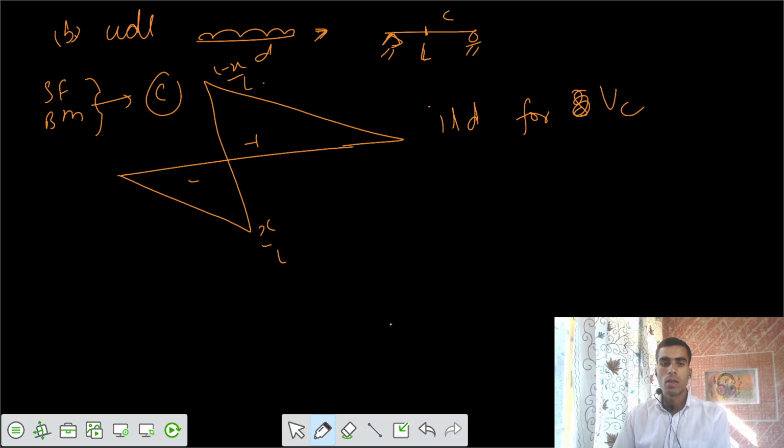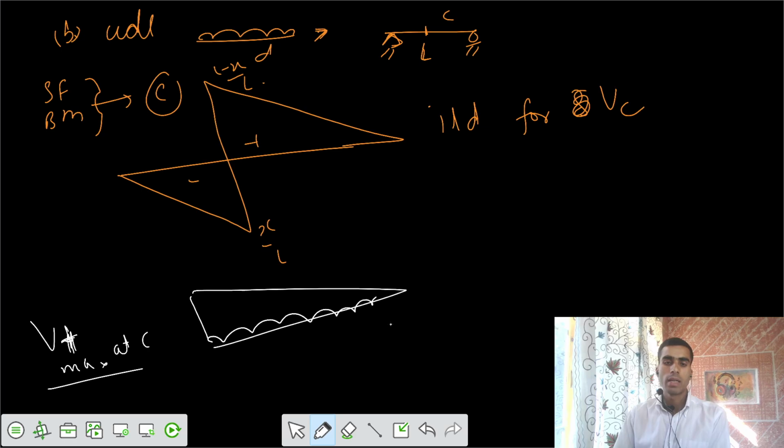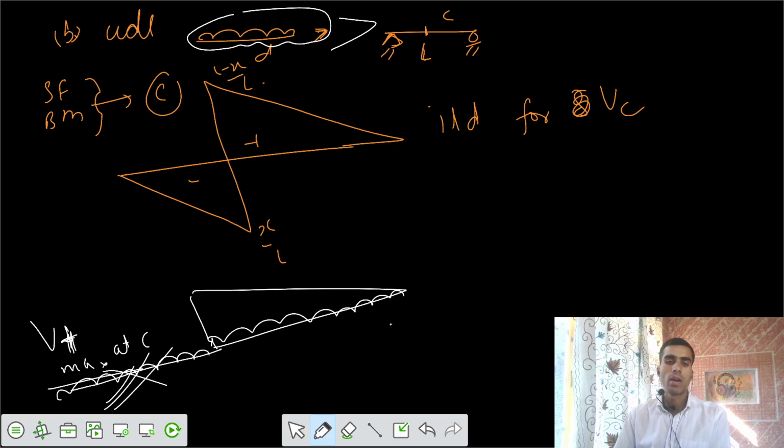Now for the positive maximum shear force at C, I would place the load only on the positive side of that. Even though the load is a UDL and has length more than the total length of the beam, I won't be applying the loads on the right side. I would be applying the loads only on this part, on the positive side only, such that I can have positive maximum shear force.